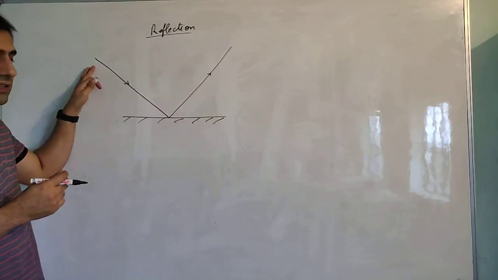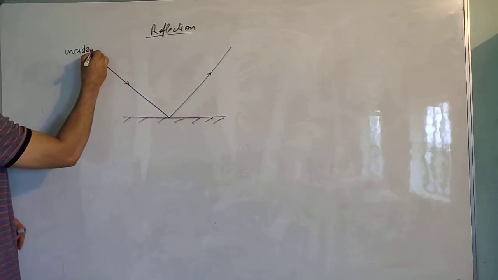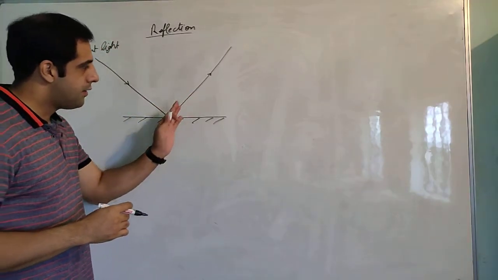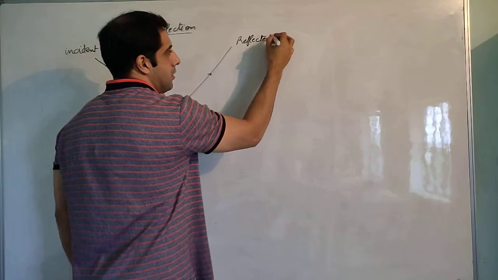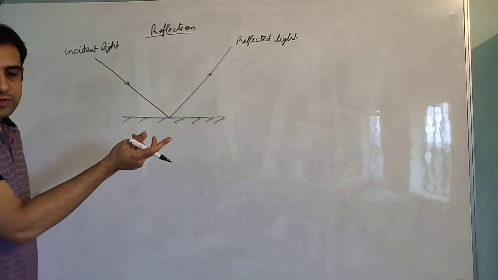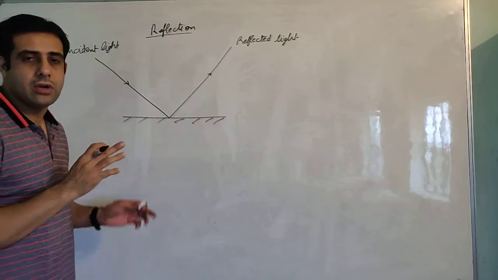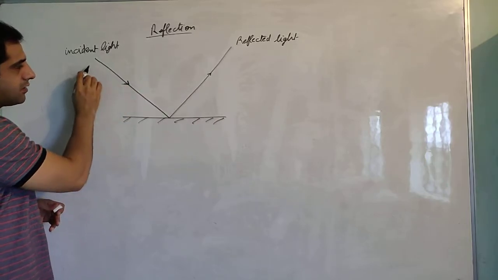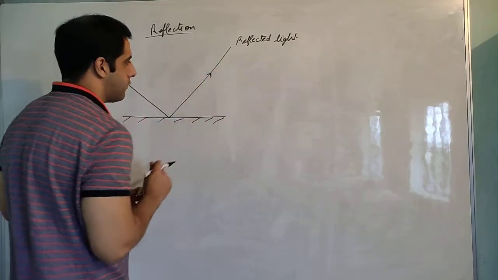So the light that is coming from the source towards the surface, this light is called incident light. The light which is reflected from the surface, this light is called reflected light. How do we know which one is reflected or which one is incident light? By the help of arrows. So arrows are very important because they will give us the direction of the light. So make sure that you do not skip the arrows. So this is the incident light which is coming towards the surface, and this is the reflected light which is going after reflection away from the surface.